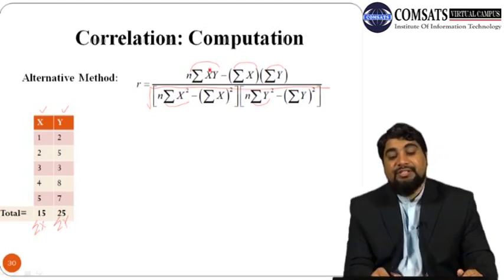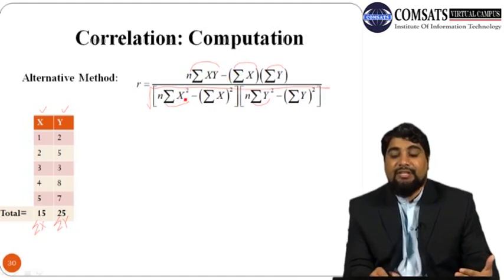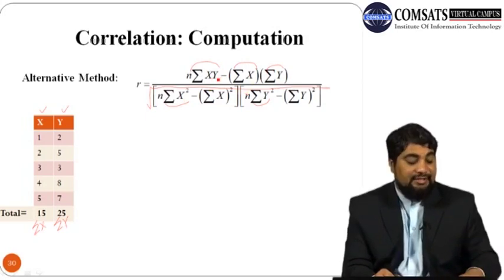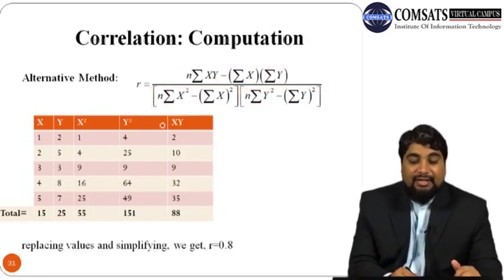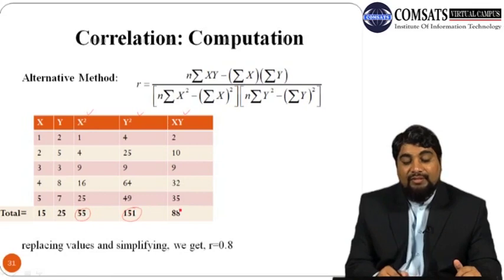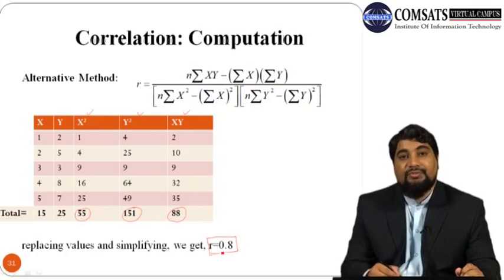So we need to construct additional columns: x squared, and then we take its sum; y squared, take its sum; then the product xy, take its sum. So here is x squared, y squared, xy. This is summation x squared, summation y squared, summation xy. Just put all these values in this formula and simplifying, we get the same value of correlation coefficient.